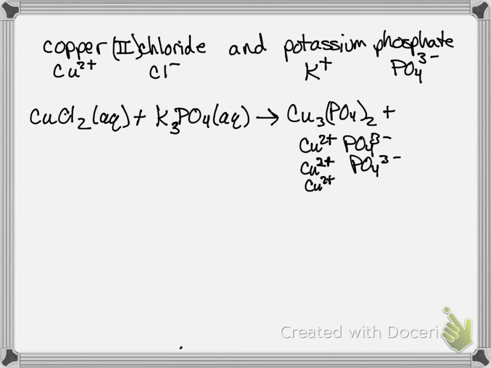And then I have potassium chloride, so I'm going to have potassium ions and chloride ions. How are those going to go together? Just a +1. Okay, potassium chloride we know is going to be aqueous because it contains a potassium ion. Copper 2 phosphate, we don't have any rule for it at all. But it is insoluble because it says so, if we looked it up.